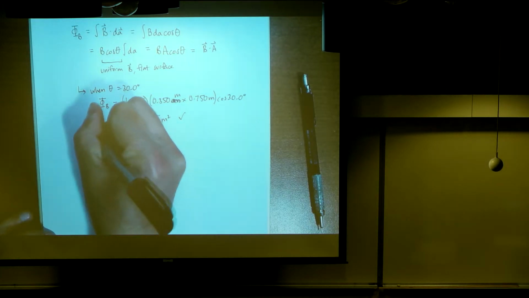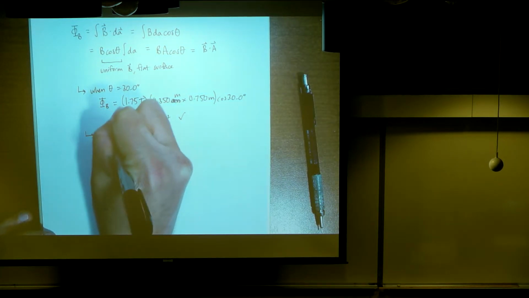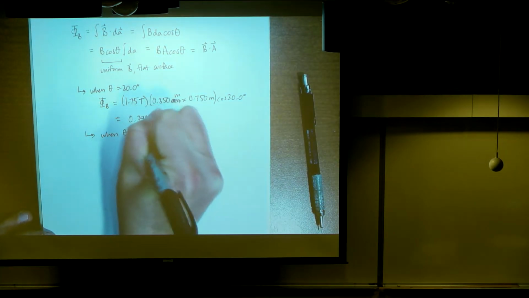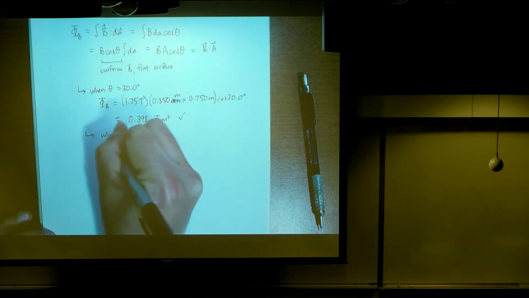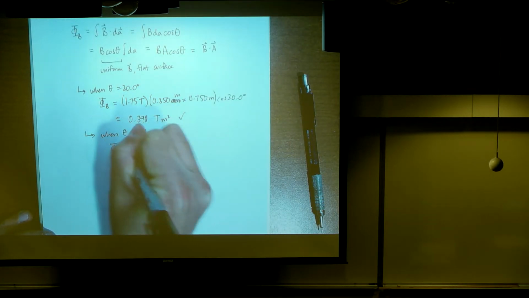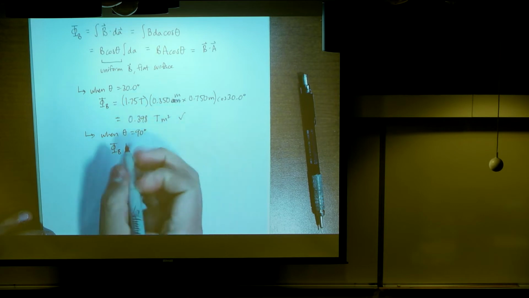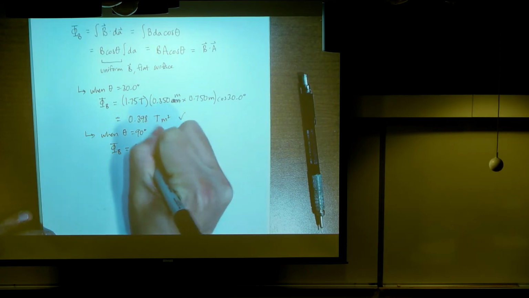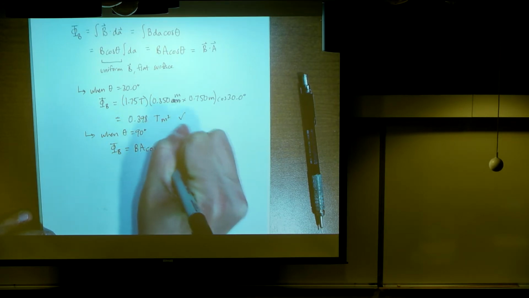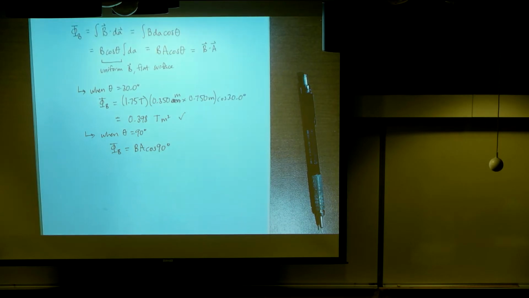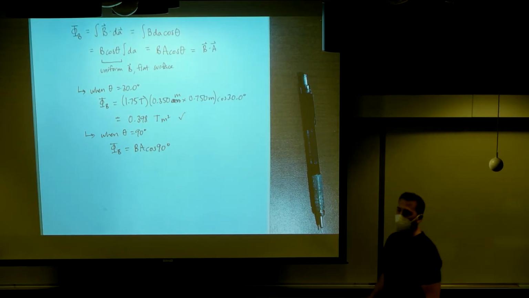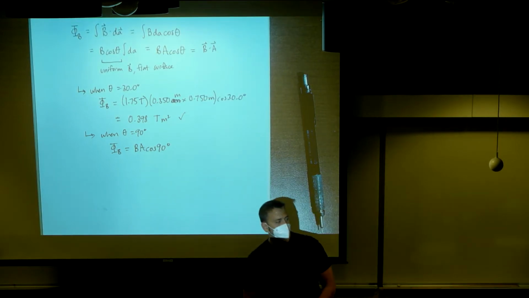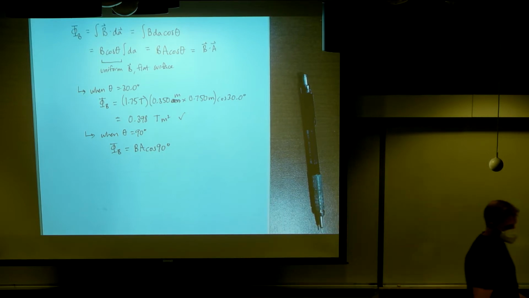Now, can anyone tell me what happens when I make the angle 90 degrees? Yeah, this should immediately be 0. I'm not even going to write the numbers. I'm just going to say B times A cosine 90. Regardless of what the B field strength and what the area actually are, this cosine 90 factor is always going to give us 0, right?